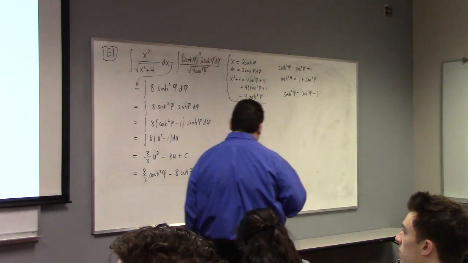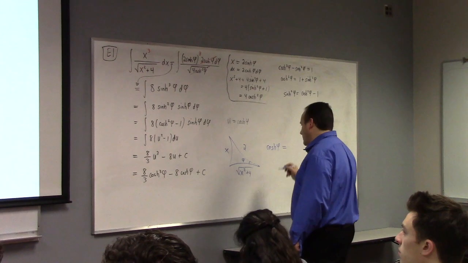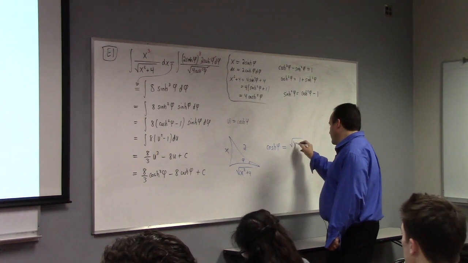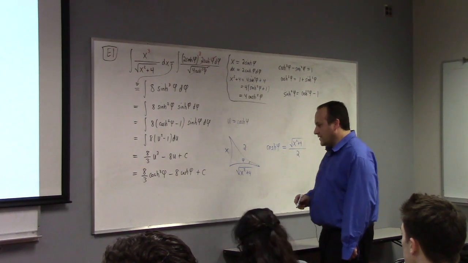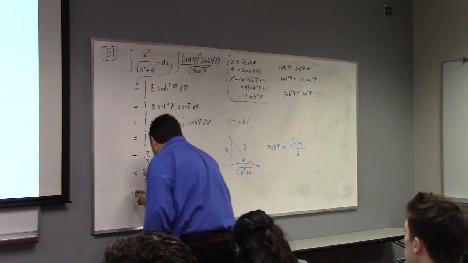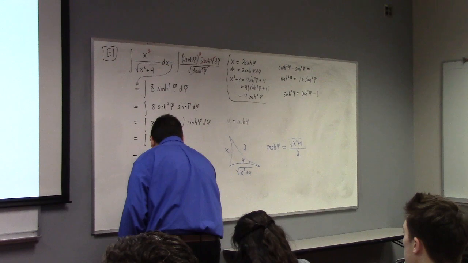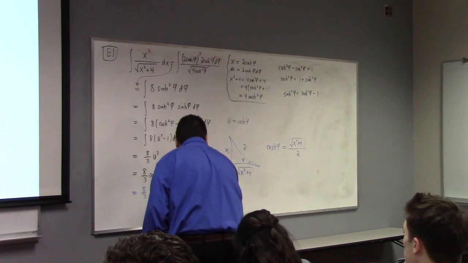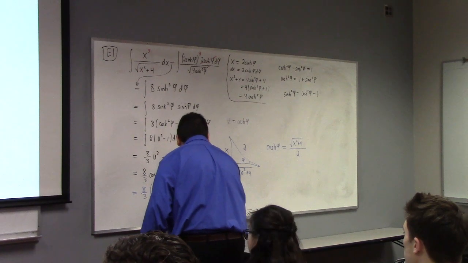And so in view of this, cosh phi, in fact, you can work it out, is square root of x squared plus 4 divided by 2. And so in terms of algebraic functions, here it is: 8/3 times quantity square root of x squared plus 4 over 2, cubed, minus 8 times square root of x squared plus 4 over 2, plus a constant.